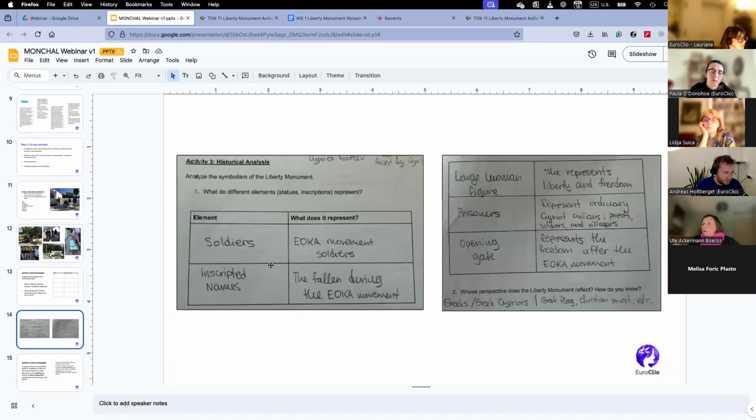For example, we have soldiers who would probably represent the EOKA movement soldiers. We have then inscribed names. These were the names of the fallen during the EOKA movement. Then we have the large woman at the top, who represents liberty and freedom. We have the prisoners coming out into the light from that cell. And we have this gate which is opening, that represents freedom after the liberation of Cyprus from colonial rule.